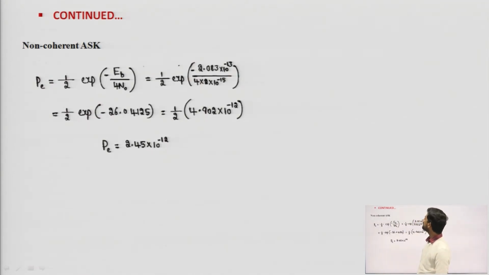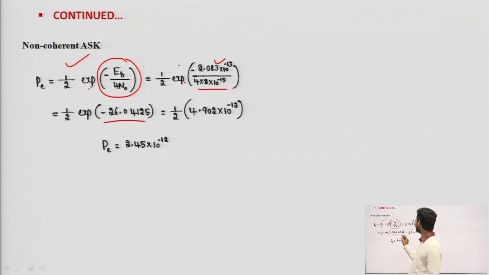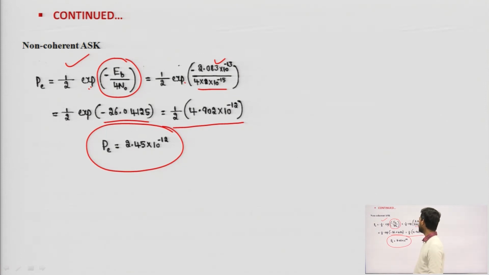Similarly, for non-coherent ASK, it would be half times exponential of minus Eb by 4 N0. We have not calculated the non-coherent case, but we can calculate it using this formula. Half times exponential of minus Eb over 4 times N0, which gives half times 26.04125. This is the probability of error in case of non-coherent ASK.